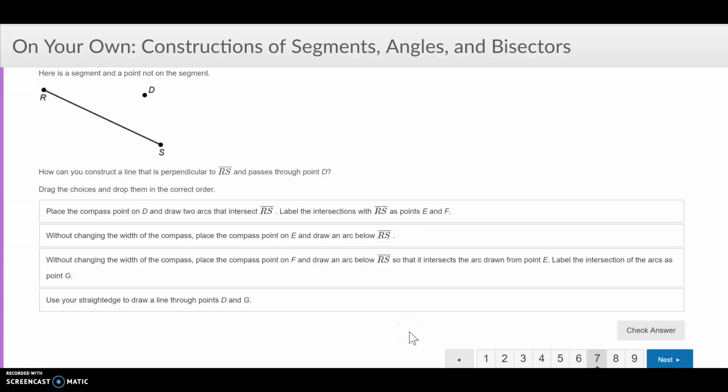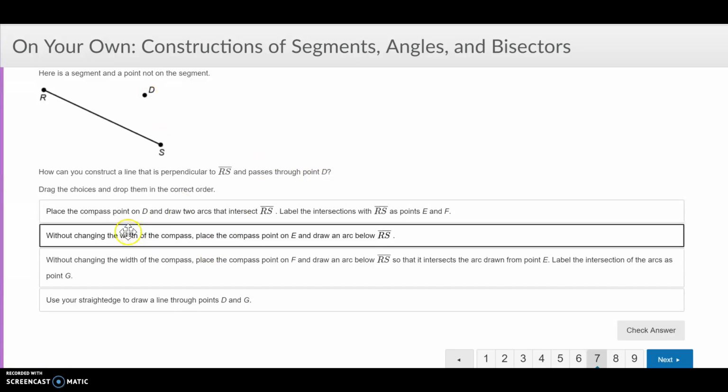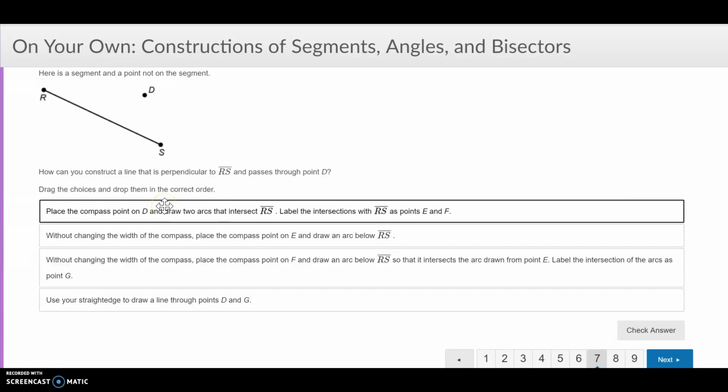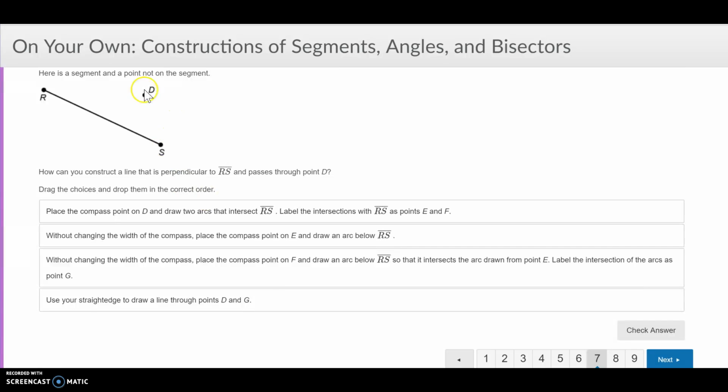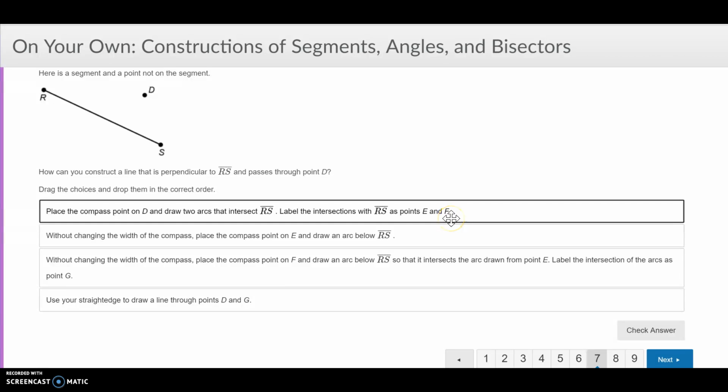Alright, how can you construct a line that is perpendicular to RS and passes through point D? So first we're going to place the compass on point D and draw two arcs that intersect RS. So D, you swing, compass intersects here and intersects here. Label those points E and F.